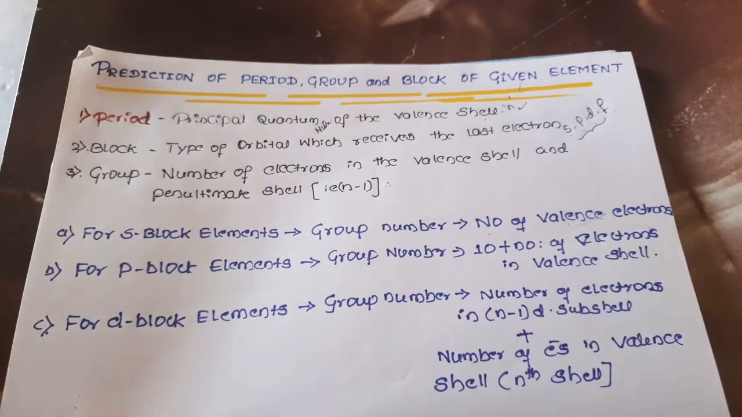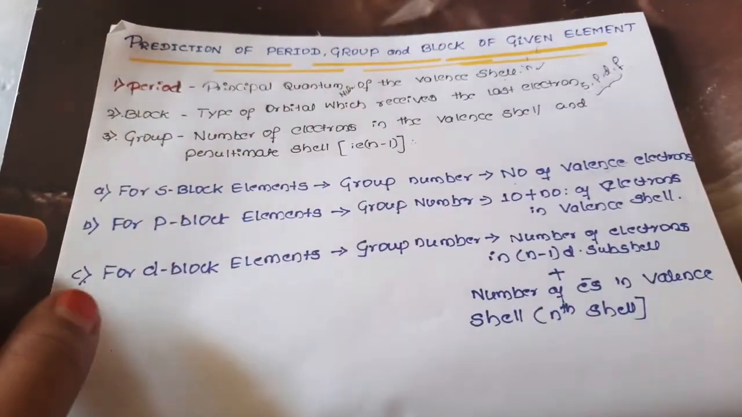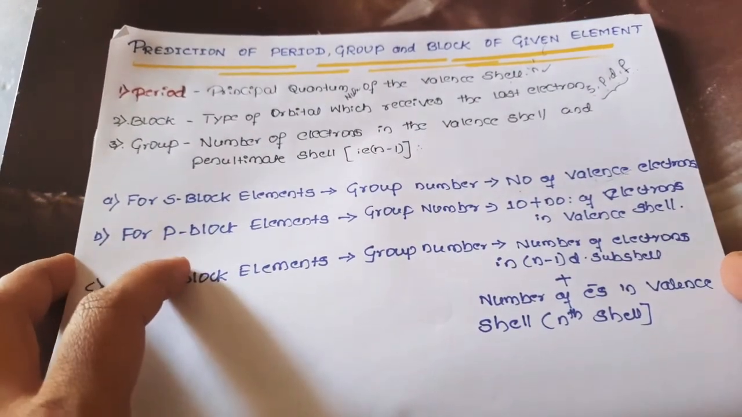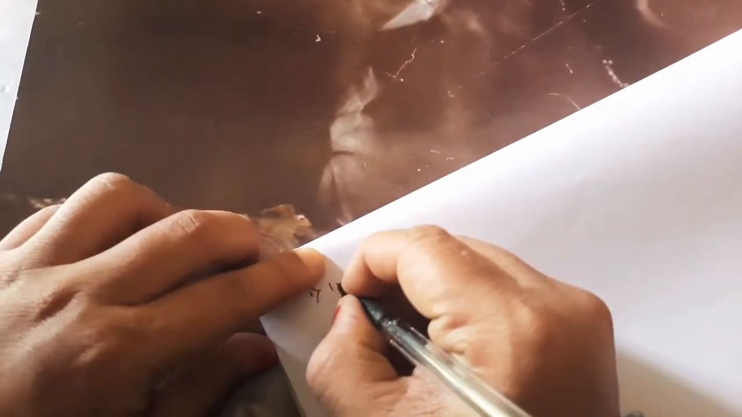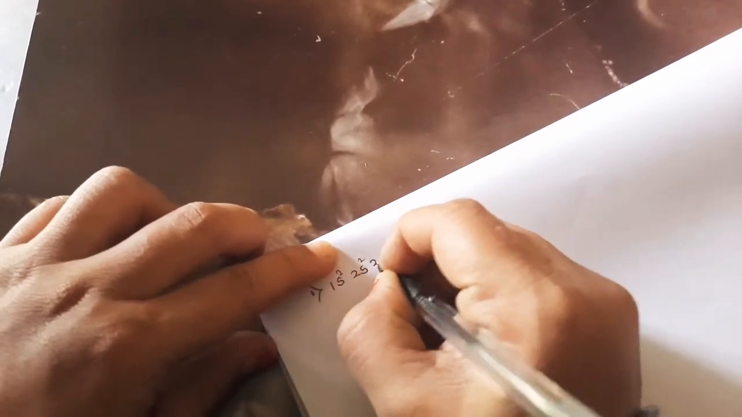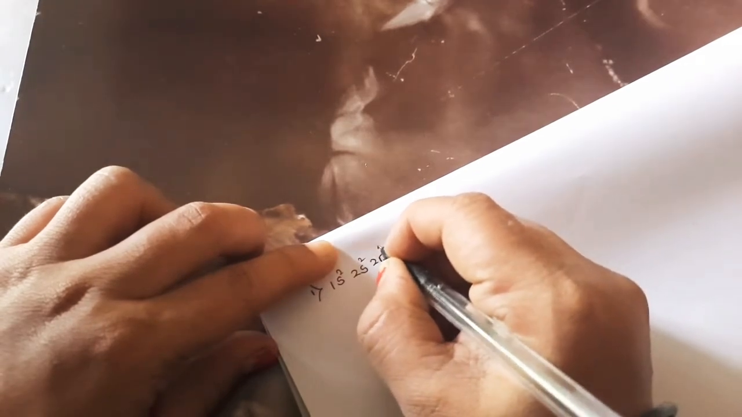Fine. Now let us take some examples and apply all these rules. Let us consider an example. See here, I'm going to write one configuration like 1s2, 2s2, 2p, which one shall we take? 2p5.